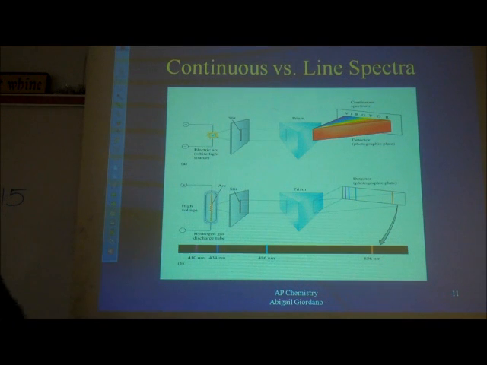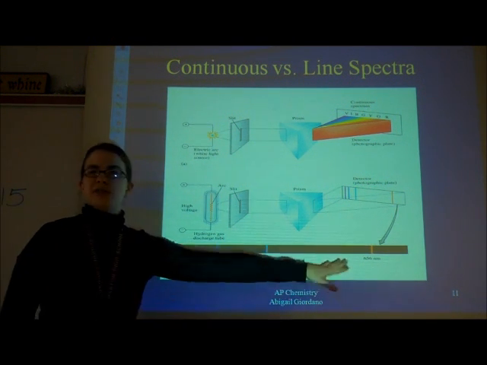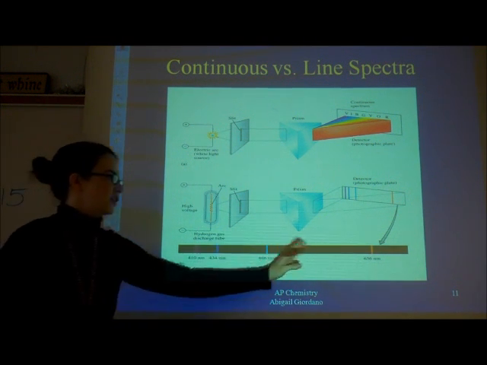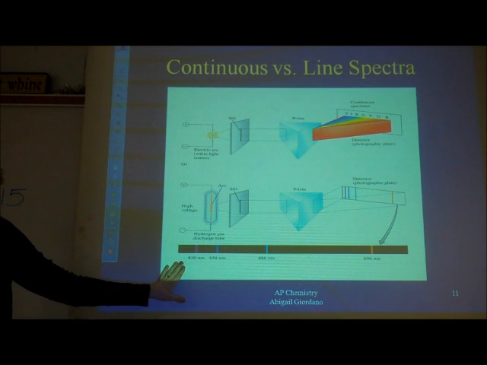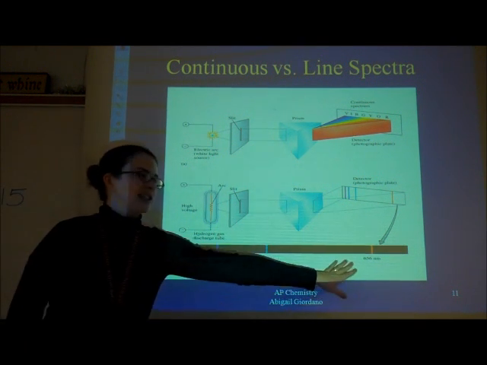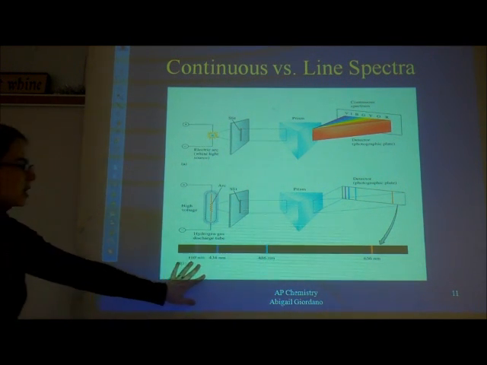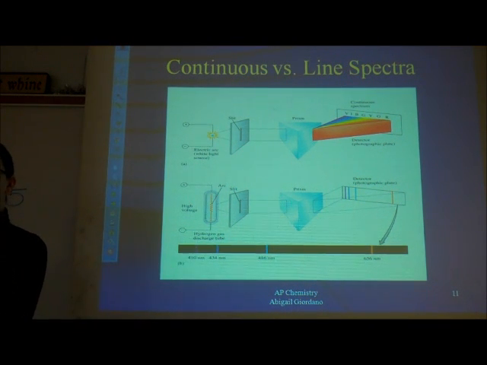What's shown down here at the bottom is called a bright line spectrum. And we are not seeing all wavelengths of light. We're seeing only specific wavelengths of light. That's what these numbers down here at the bottom represent. These are lengths in nanometers. And what we are seeing here, maybe this is one particular element.